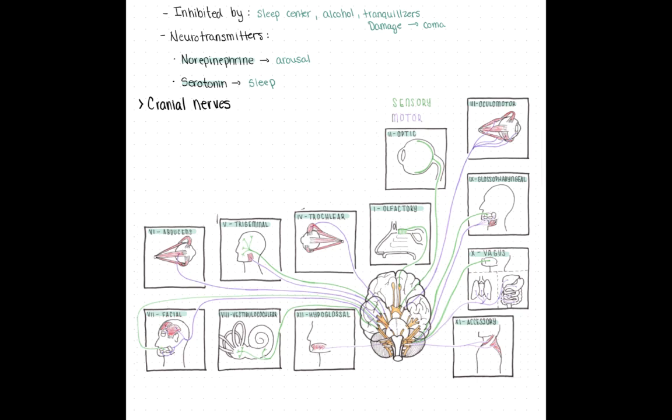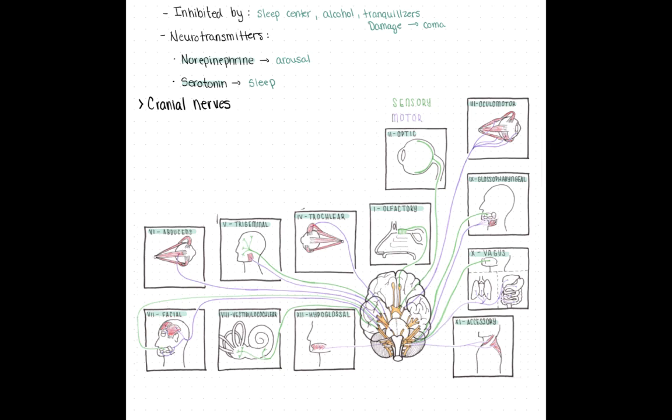So the trigeminal for motor is going to control a muscle here, the masseter muscle, that helps you chew food. So it's going to help with chewing. And then the sensory part, the green, is going to be sensation and touch for the face. This is going all over the face for sensory. So sensory for the face.